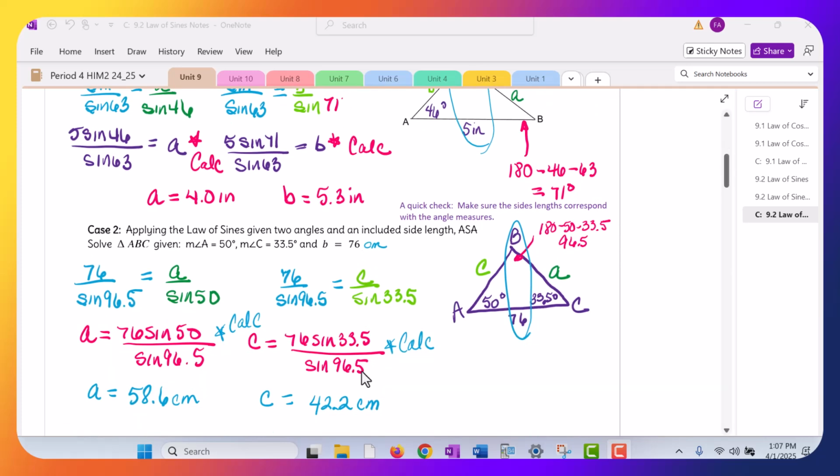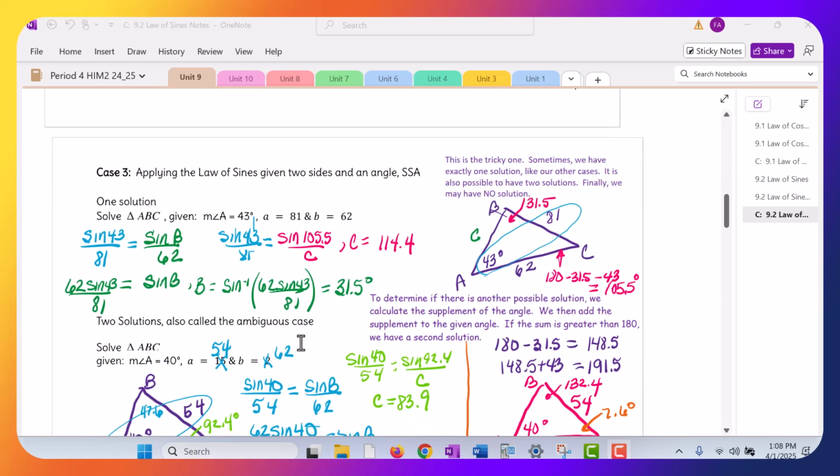Okay, again, we're given two angles and a side, but this time we have the included side, the side sandwich. We make our match. Our match here is going to be this angle with this side. So I write the sine of 96.5 is to 76 as the sine of 50 is to a. 76 is to the sine of 96.5 as the length of side c is to the sine of 33.5. And then I solve each of these for a and c, grab my calculator, round to the nearest tenth, and put my units on there.